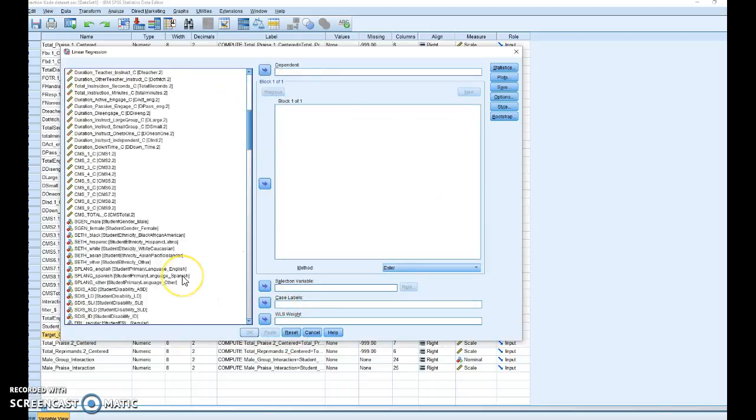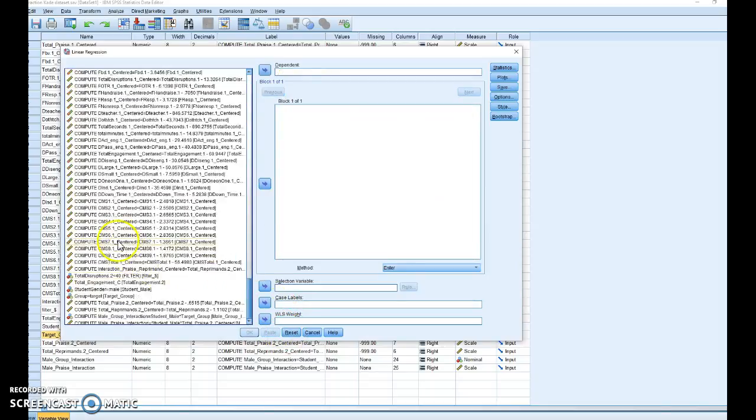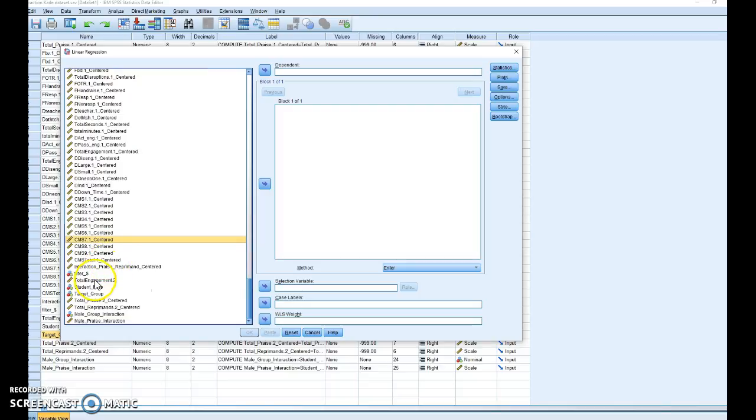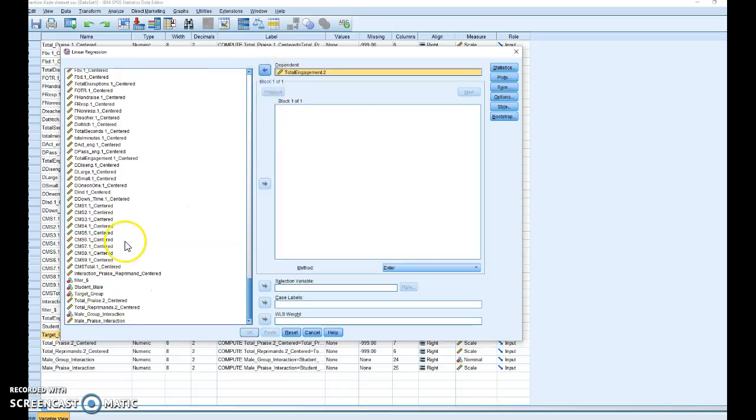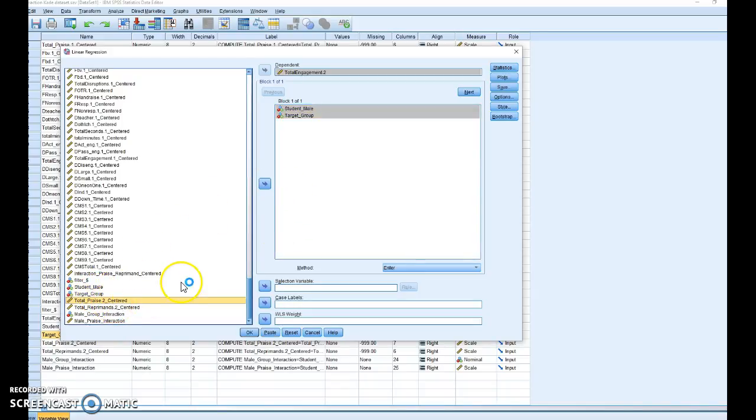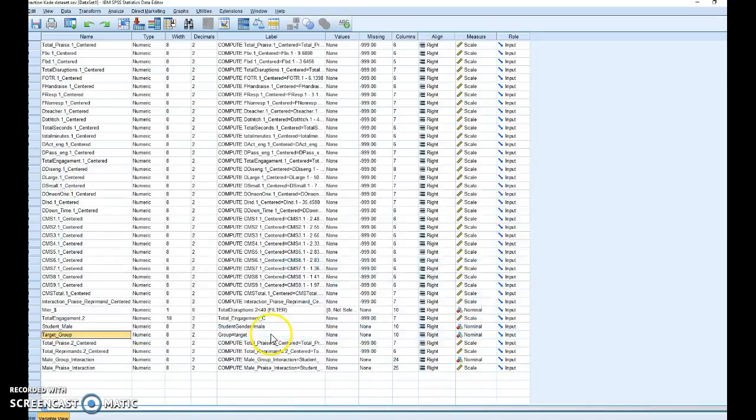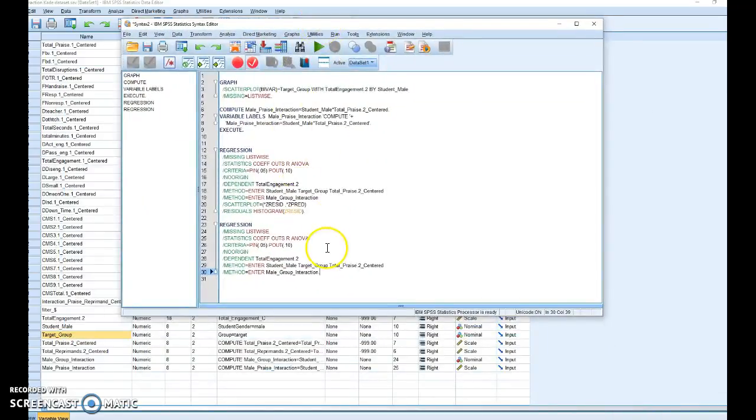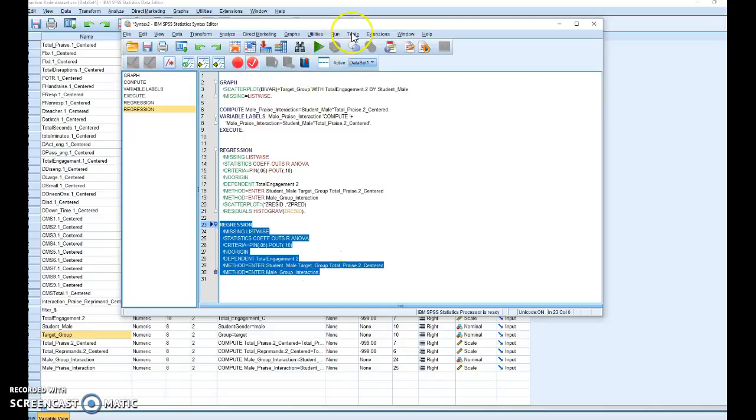Reset. Find my dependent variable, total engagement. Put in my independent variables, target male, target group. I'll also control for praise. That has already been set as a continuous variable, so how much praise a student gets. I'll put that in block 1. And I'll put the interaction term, the male by group interaction, into block 2. Paste. Find the code. Run it.